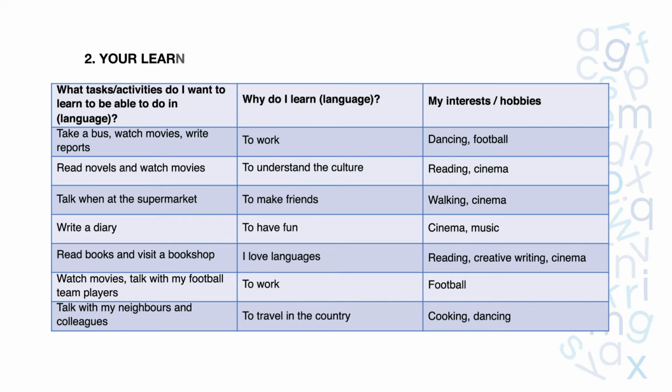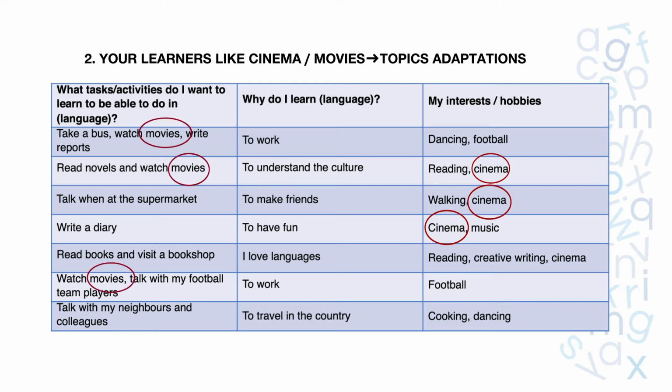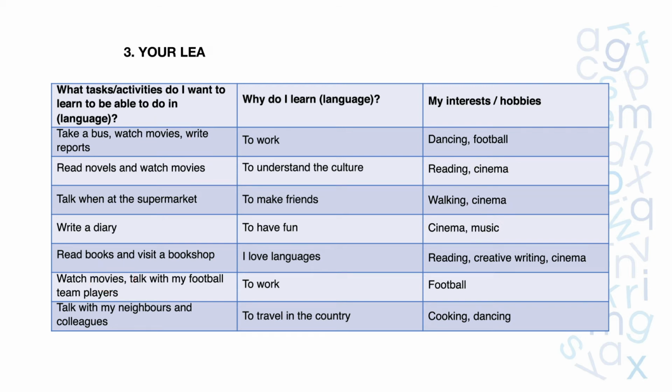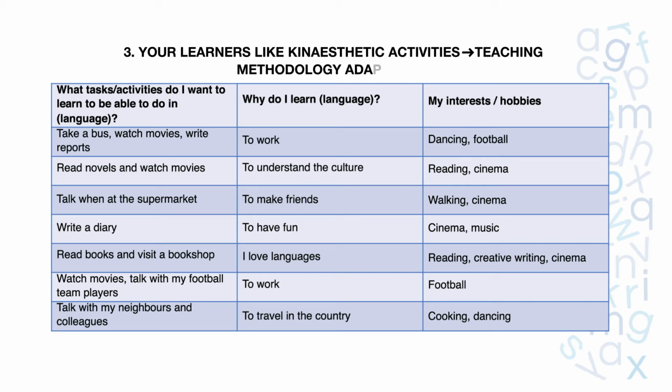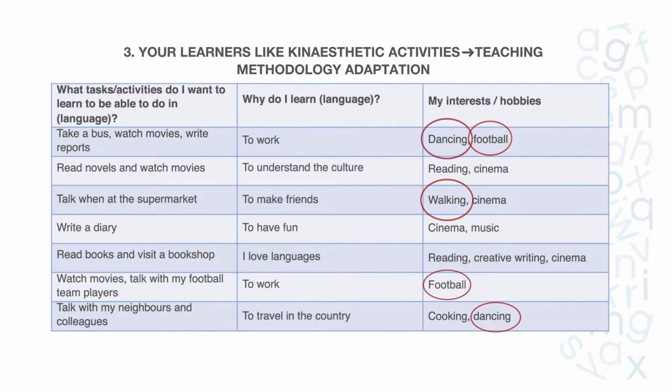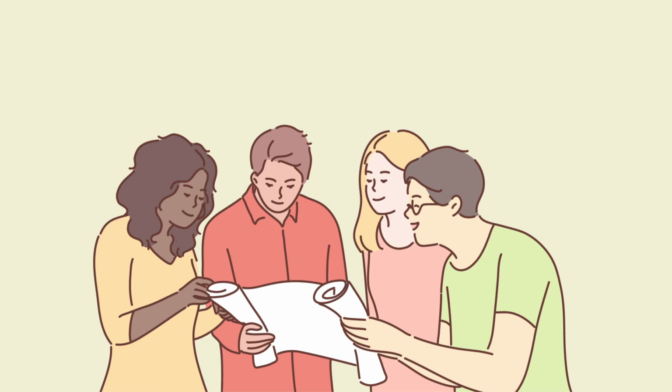2. As you have various learners who like cinema or movies, it might be a great idea to include cinema-related tasks. We will analyze the use of the different materials and see a specific example in Module 4. 3. As there are various learners that have interest in kinesthetic activities such as walking, dancing, or playing football, this might be a clue for adapting your methodology. For example, when doing a task, you can put learners to move and do something active.